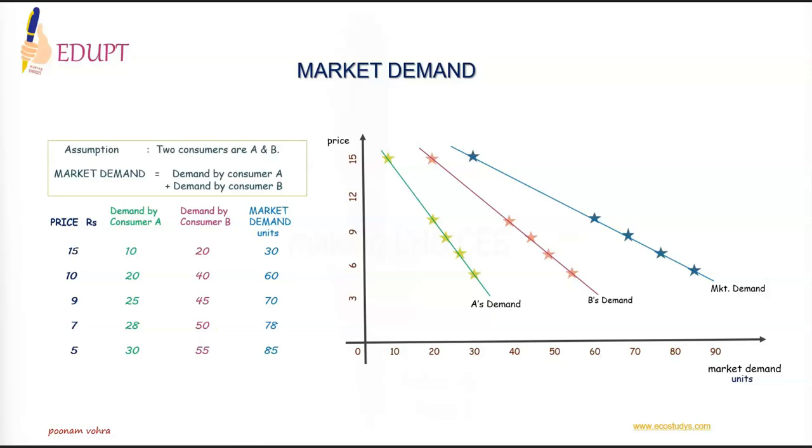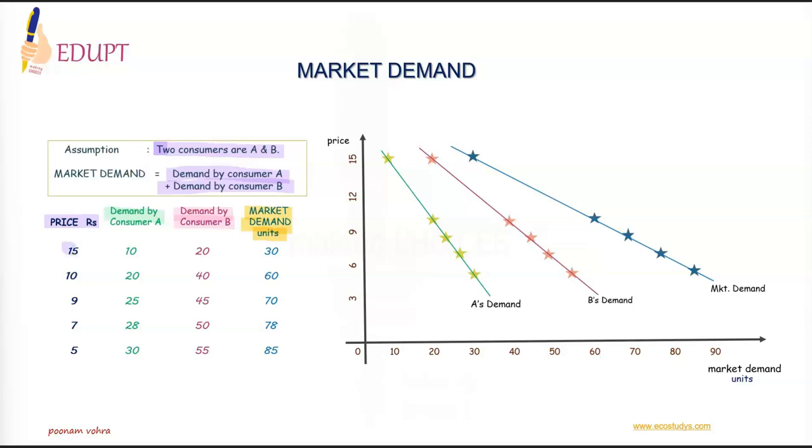It is assumed that in a market there are only two consumers, A and B. To understand market demand, it is assumed that there are only two consumers, A and B. Market demand would be demand by consumer A plus demand by consumer B. Price of commodity X is given in rupees. Demand by consumer A, demand by consumer B, and market demand in units can be found.